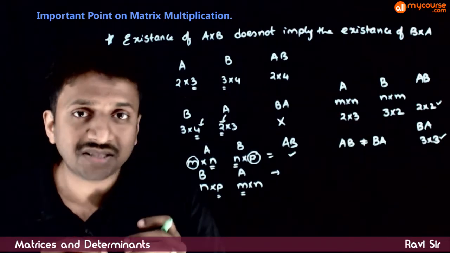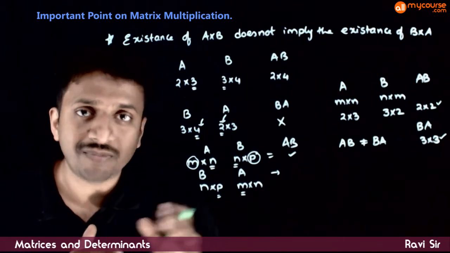Now let us try to understand what we actually do when we multiply two matrices.